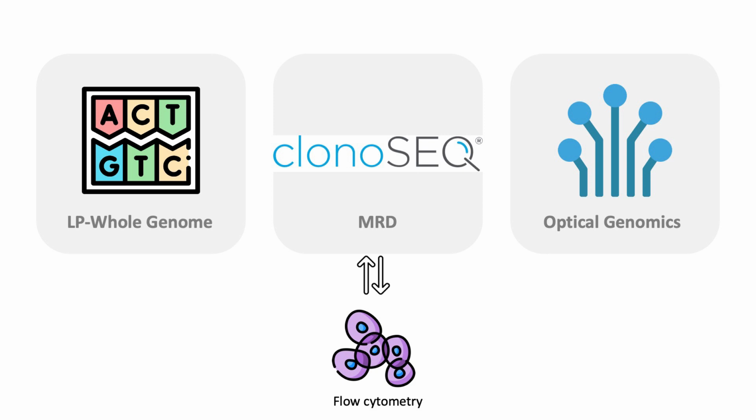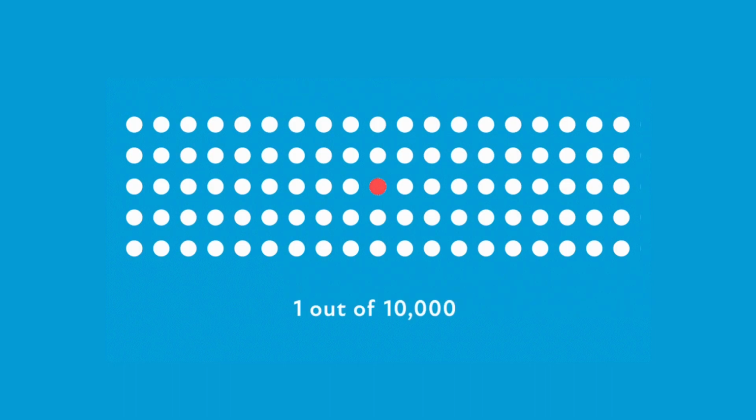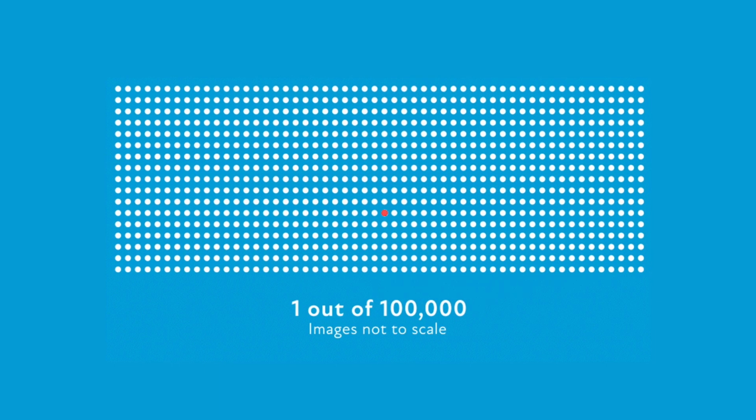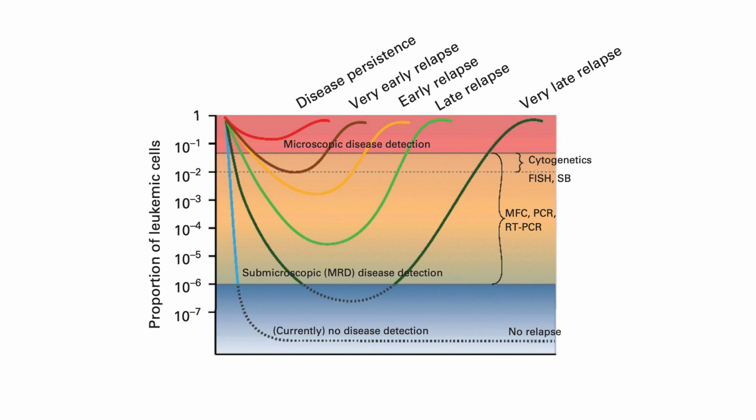So I will move to the second development, in clonoSEQ MRD. This is basically where we are looking at 1 in 10, 1 in 1,000, up to 1 in a million. And the deeper we go, it's very important for treatment decisions. This graph represents the response and the minimal residual disease, microscopic and submicroscopic, and the complete remission. And you will see different curves.